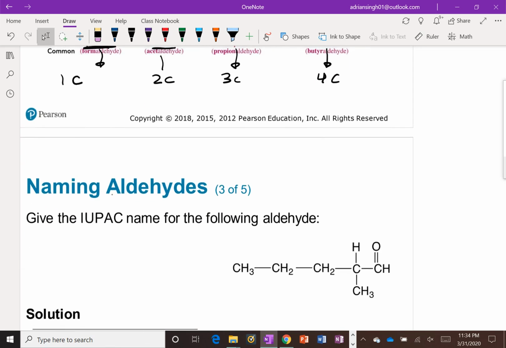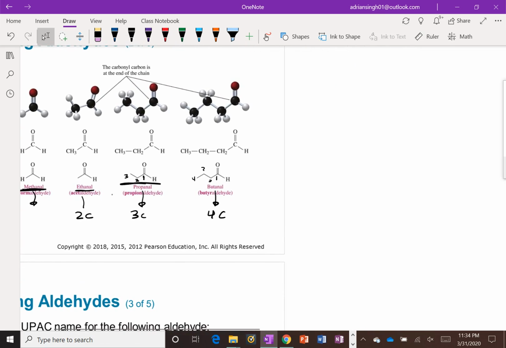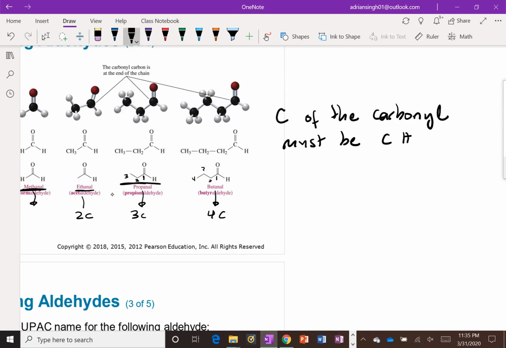So you'll notice that in all of these cases, the carbon of the carbonyl must be carbon number 1, right? If you're going to name this thing as an aldehyde, because when you name it as an aldehyde, that aldehyde group preferentially is going to get priority. So that C of the double bond of the carbonyl has to be carbon 1, and you'll notice that because the aldehyde always ends in an H, there's nothing that we can attach to that H because hydrogen can only form 1 bond.